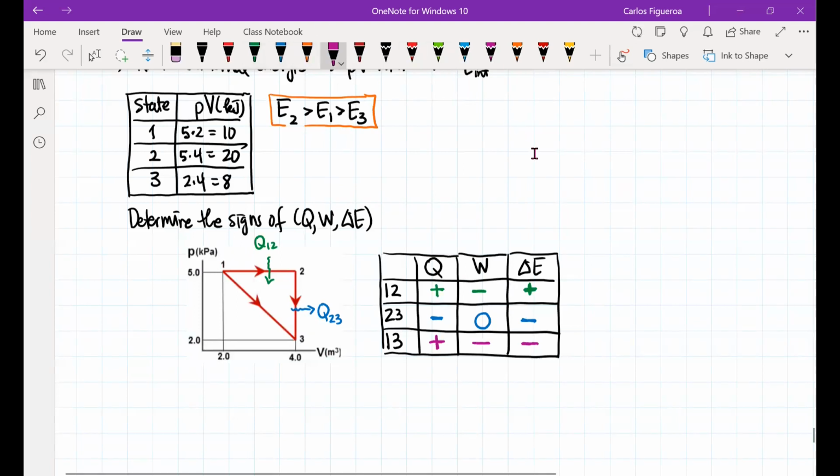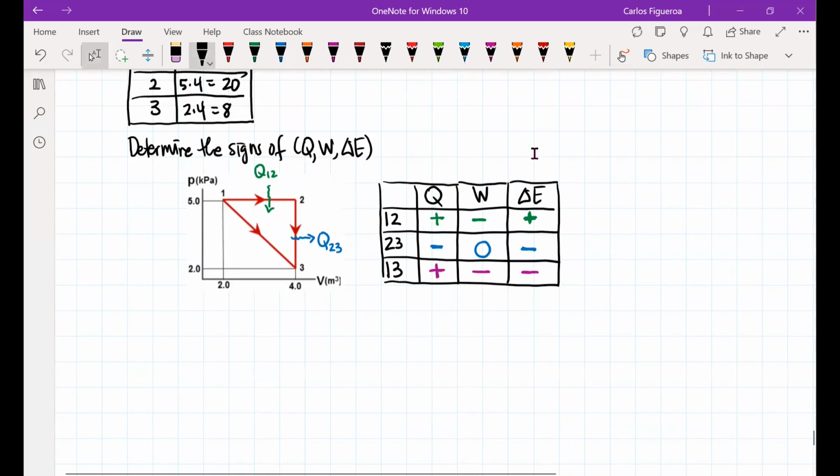So now let's go draw the bar diagram. I'm going to determine the signs and draw a bar diagram. Remember, this is just to conceptually understand what is going on. So here we go. I'm going to take path.